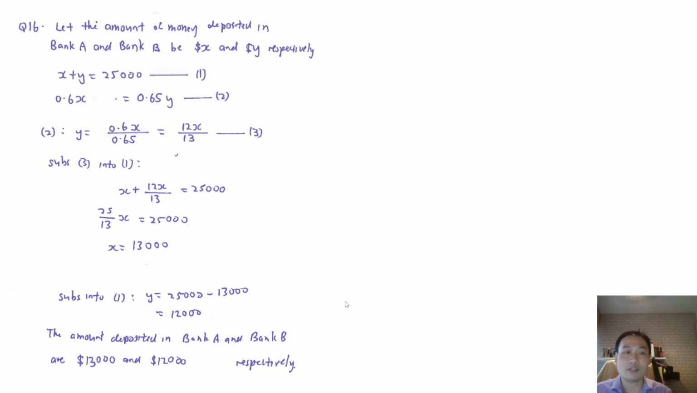Please remember to write the final statement, because once again, let me remind you, the question did not ask us to find the value of x, did not ask us to find the value of y. We define ourselves in order to use the technique of simultaneous equation. But eventually, we need to answer to the question. So tell them how much is the money each of the bank properly.